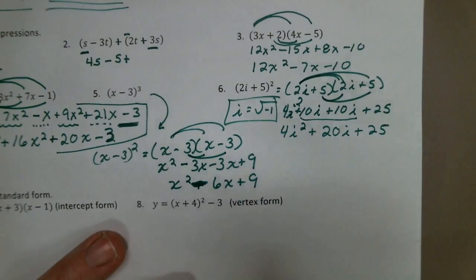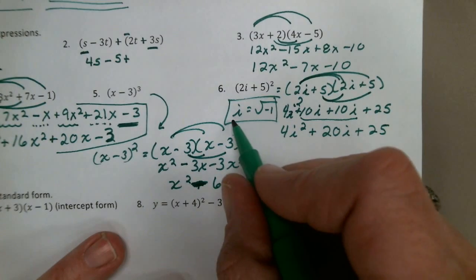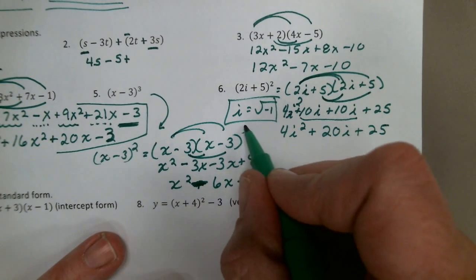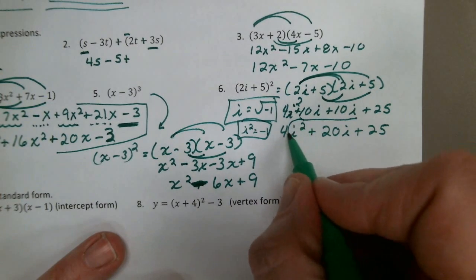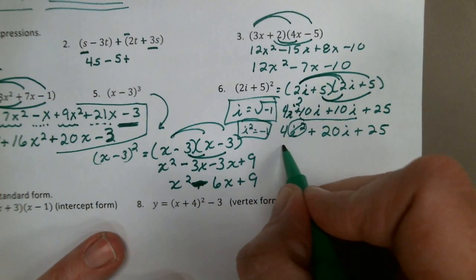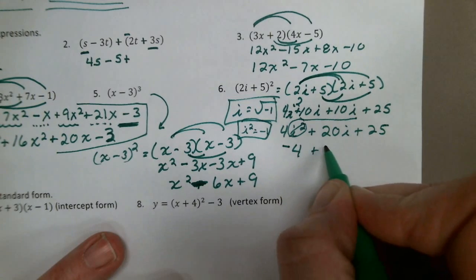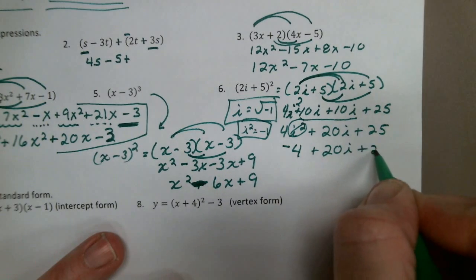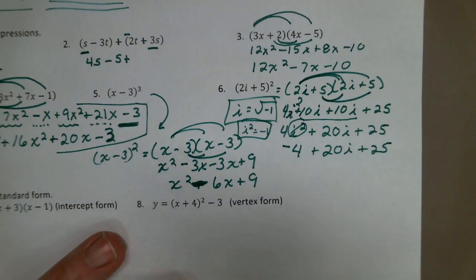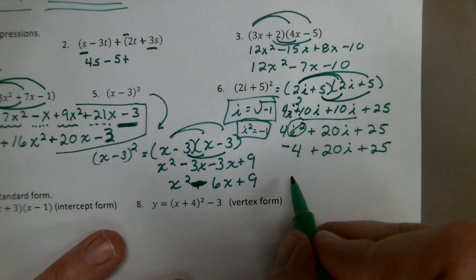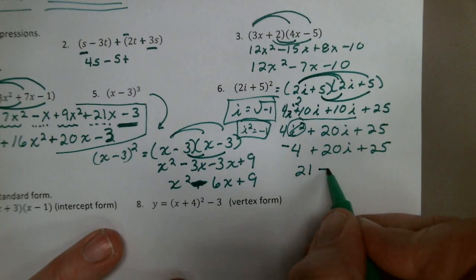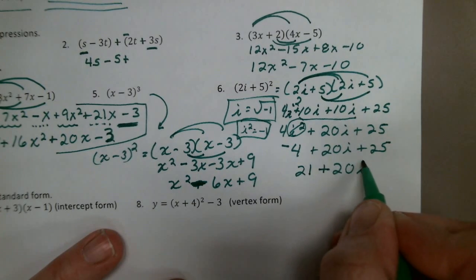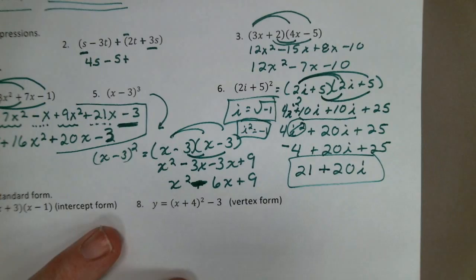Now we're not done because i is equal to square root of negative 1. So i squared is equal to negative 1. So this i squared will be replaced with negative 1. So that becomes negative 4 plus 20i plus 25. Okay. Now the negative 4 and the 25 can be put together. Negative 4 plus 25 is 21 plus 20i. All right, and that's the answer for number 6.